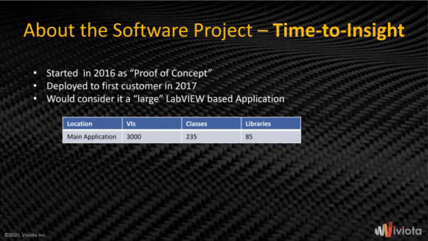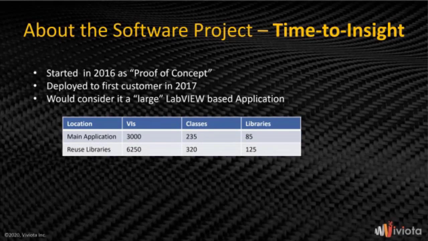But even more than this, our reuse libraries are actually almost double the size. Our reuse libraries have almost 6,000 VIs spread out across 300 classes and 125 libraries. And so this is why the reuse stuff and the dependencies ended up playing such a big part in solving this for us.